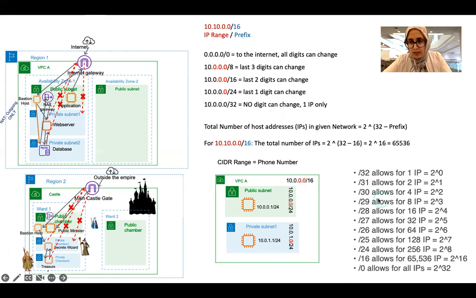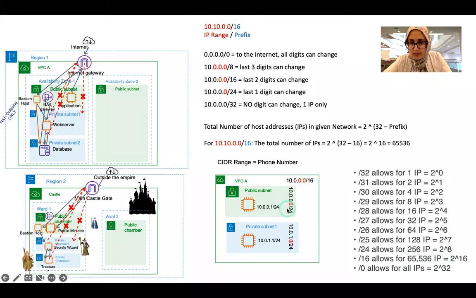So let's see what we have. I'm just doing this to make it a bit easier, putting the prefix into this formula. For example, if it's /26, it allows only 64 IPs because 2 to the power 6 is 64. If we have a /24, then there will be 256 IPs because 2 to the power 8 is 256.